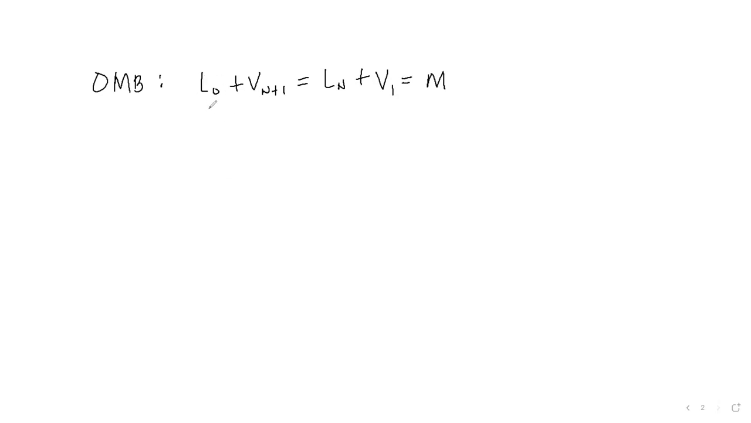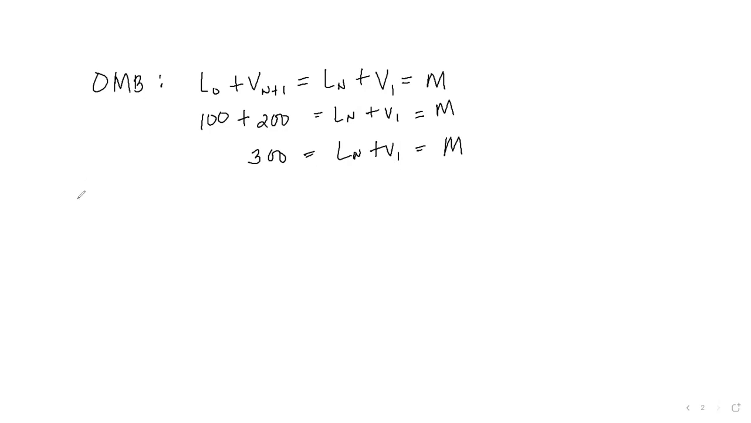Now, our L0 in this case is 100. And our V sub n plus 1 is 200. The Ln and the V1, we do not know, but the M is known to be the sum of the two, which is, of course, 300. Now we have 300 is equal to Ln plus V1 equal to M. Okay, now my goal is I will find the Ln and the V1.